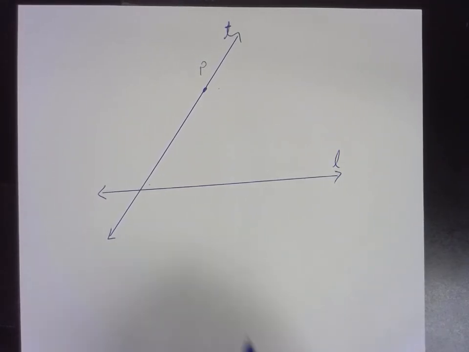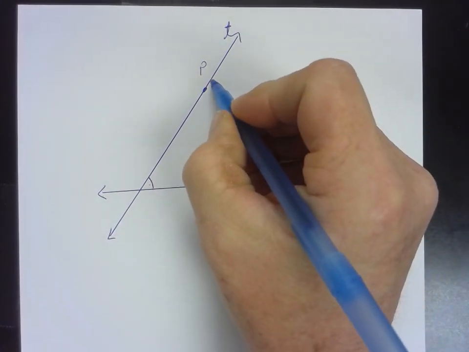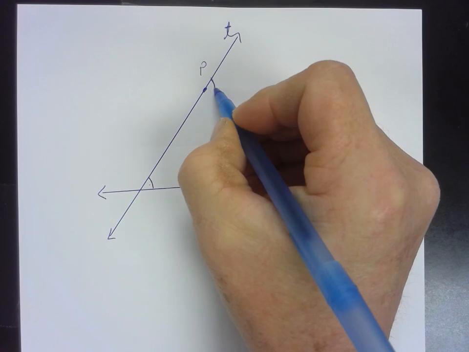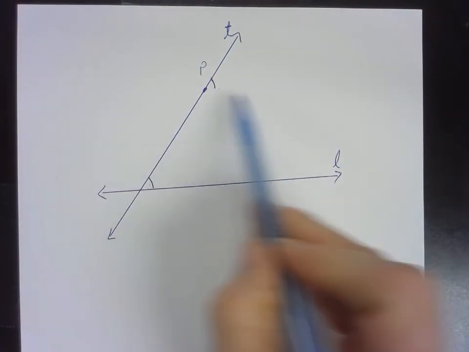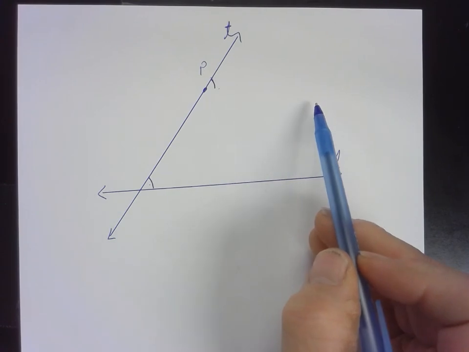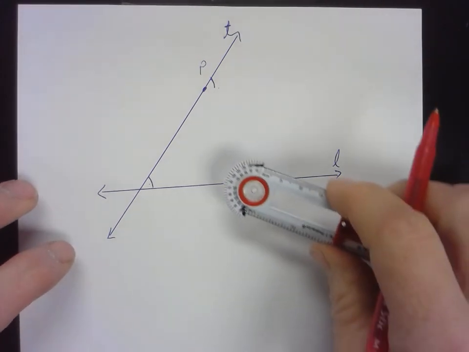And now this angle right here, what I want to do is copy it right up here so that the corresponding angles are congruent, and then the two lines will have to be parallel. So here's how we do it. I'm going to do this part in red so you can see what's going on.